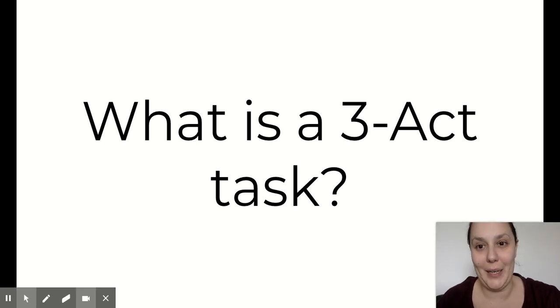Welcome, fourth graders, to our math lesson of the day. The focus of our math lesson today will be, what is a three-act task? By understanding the learning in this lesson, you will be prepared for your mini project of the day.